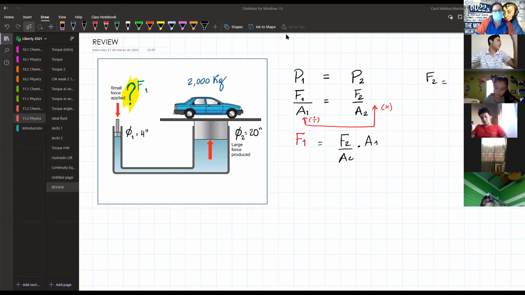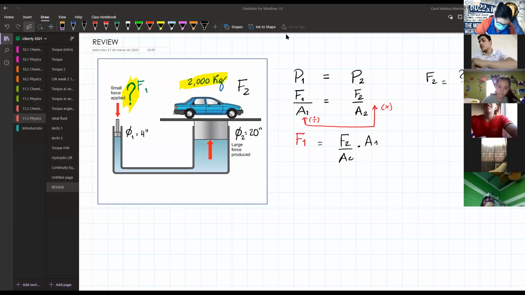The force 2, I don't know it, okay? The force 2 should be here, but I don't know it. I just know that the car is 2,000 kilograms. So in order to get force 2, I have to apply the concept of weight. Force 2 is going to be equal to the weight of the car, and it's equal to mass times gravity. This is 2,000 kilograms times 9.81 meters over second squared.